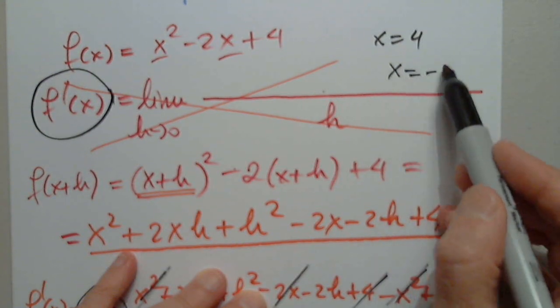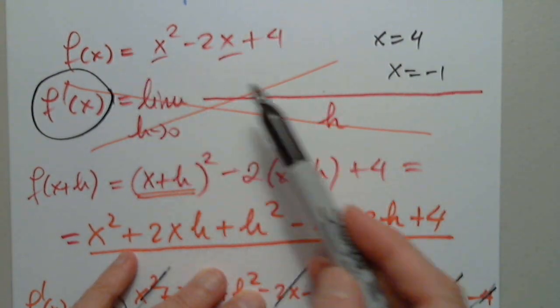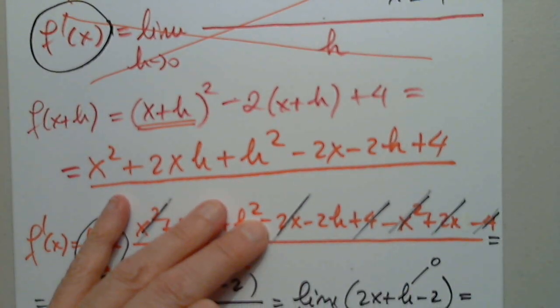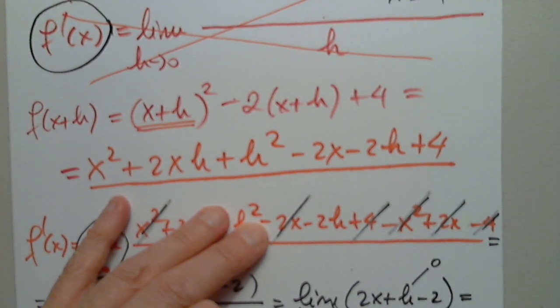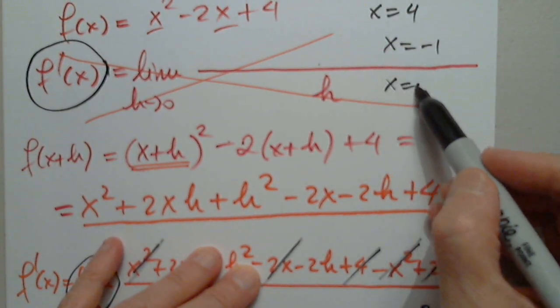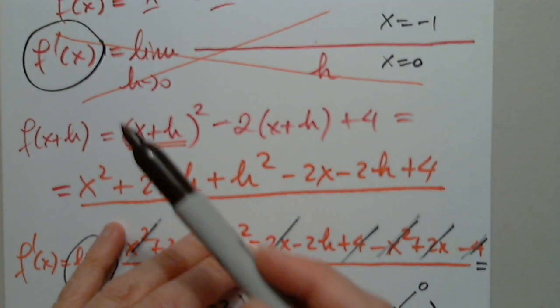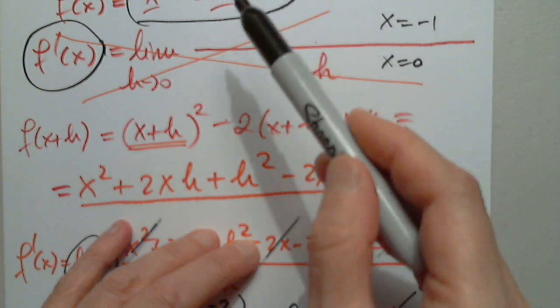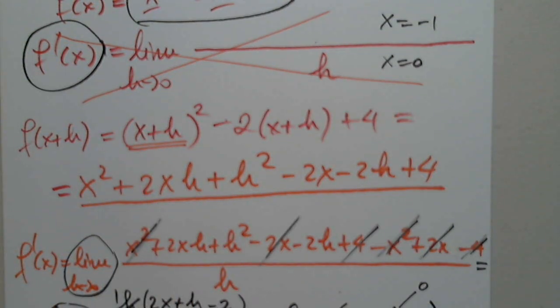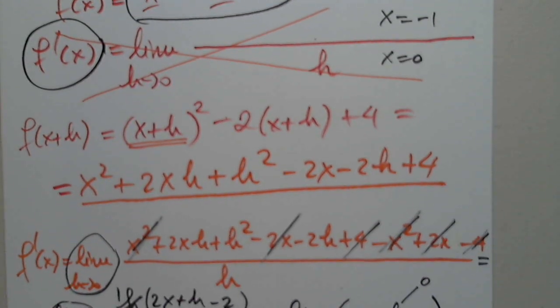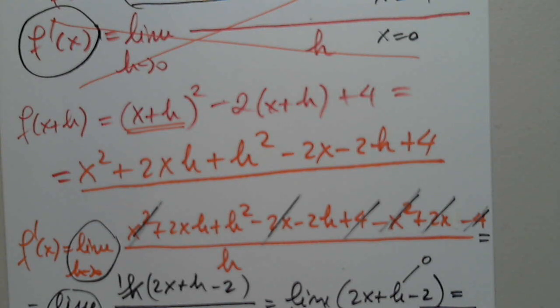If you say when x equals -1, what is the rate of change of this function at -1? No problem. 2 times -1 minus 2 will be -4. You can say, what about when x is 0? No problem. It's -2. Because this function is differentiable everywhere. For every x value, I can give you back the rate of change in a blink. All I have to do is just plug it in. And that will be the slope of the tangent line of that function.